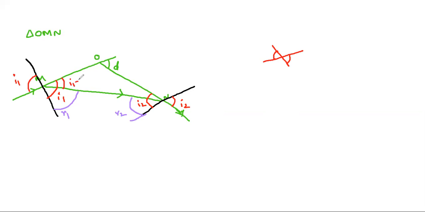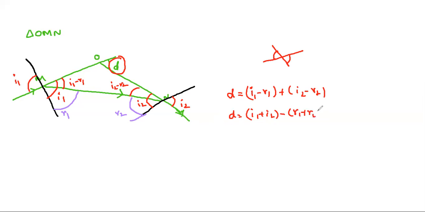Now find out the angle M in the triangle OMN. It will be equal to I1 minus R1. In the similar way, the angle N inside the triangle OMN is I2 minus R2. If you observe, D is the exterior angle for the triangle. So the exterior angle D can be written as the sum of the opposite interior angles. This will be I1 minus R1 plus I2 minus R2. And you will have D is equal to I1 plus I2 minus R1 plus R2, taking the minus as common. Let us consider this as equation 1.